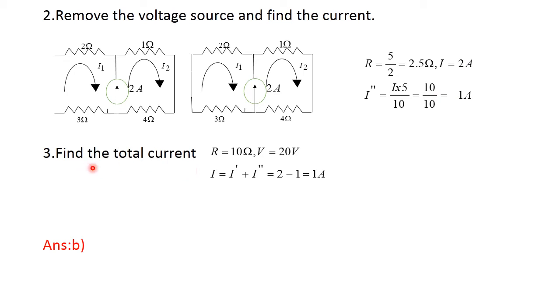Then the third step, find the total current. R is equal to 10 ohm, V is equal to 20 volts. So total current I is equal to I dash plus I double dash. So that is equal to 2 minus 1, that is equal to 1 ampere. So option B is the right answer.